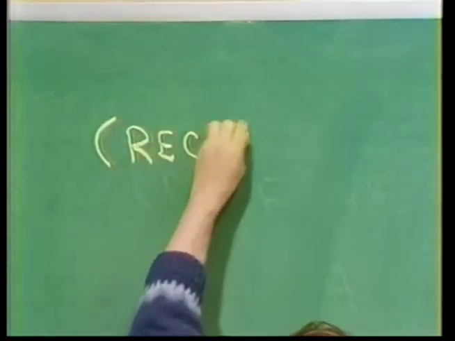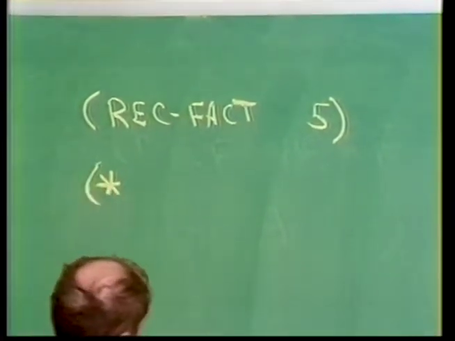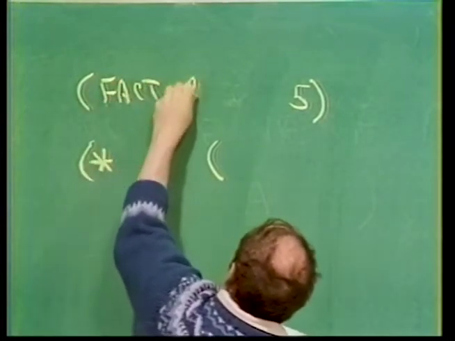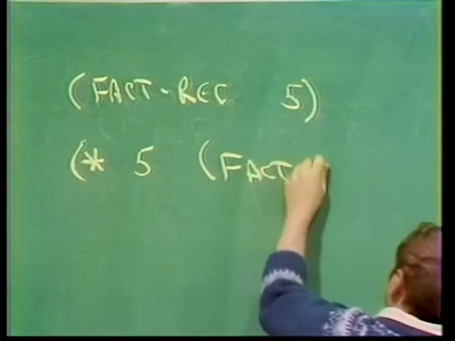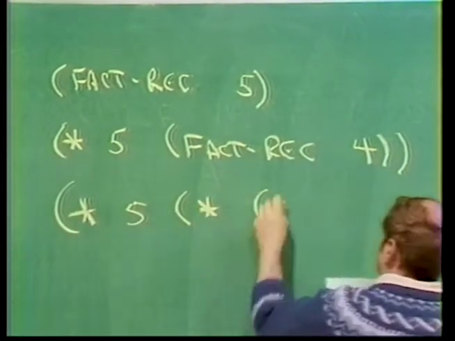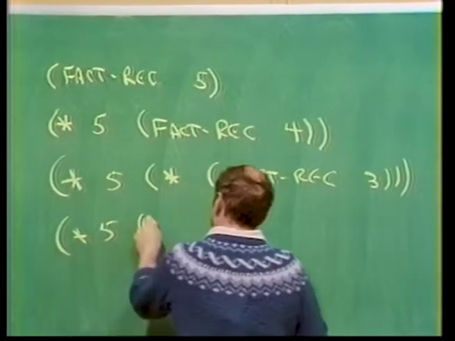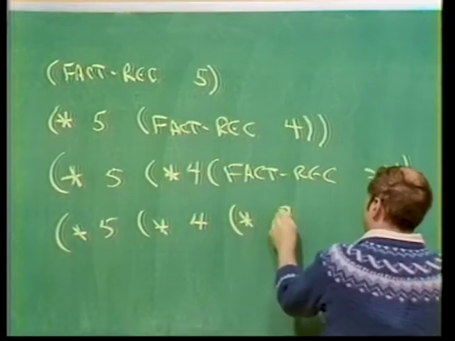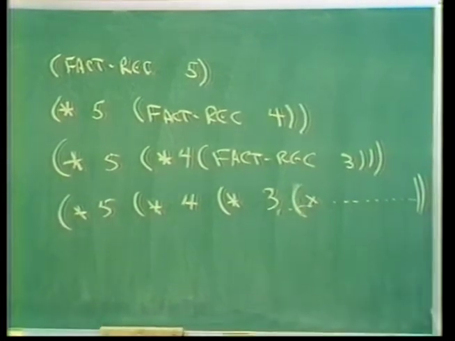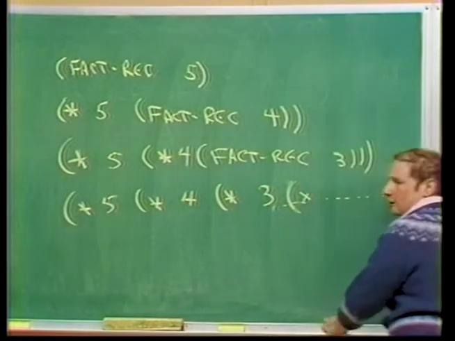Because if I say recursive factorial of 5, that turns into 5 times recursive factorial of 4, which turns into 5 times 4 times fact rec of 3, which turns into 5 times 4 times 3 times, right, and so on. Right? The idea that there's this chain of stuff building up, which justified in the substitution model the fact that it's recursive. And now let's actually see that chain of stuff build up and where it is in the machine.